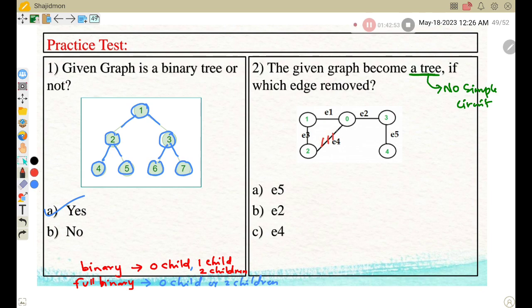So which edge do we need to remove for getting a tree? This edge, because this is creating a simple circuit. For example, see, starting 1, 0, 2, 1, a circuit is there. So one edge, E4, we need to remove, then only it becomes a tree. So E4 is the correct answer. Hope you understood that. Remove the edge that creates the simple circuit.